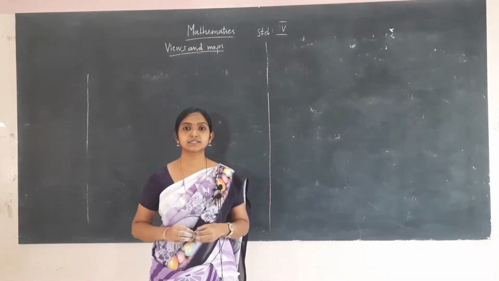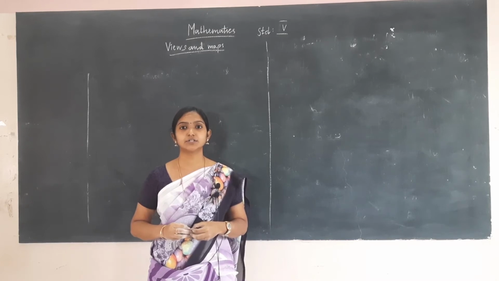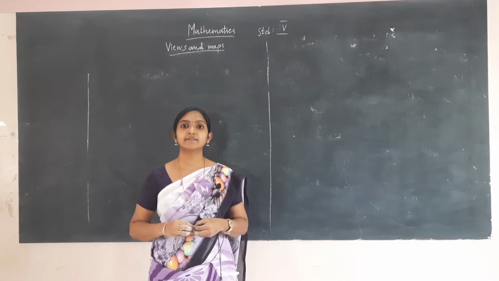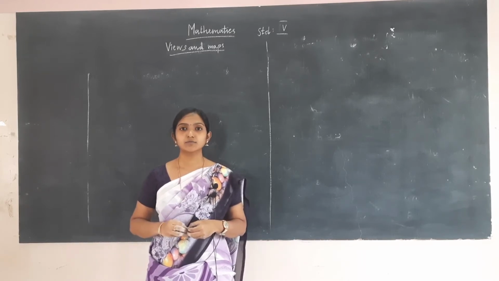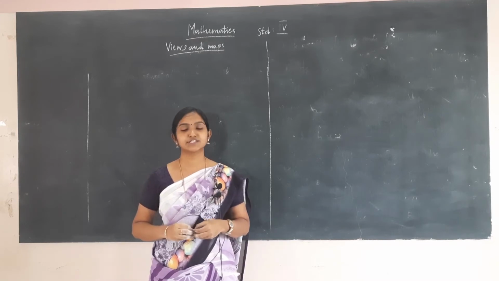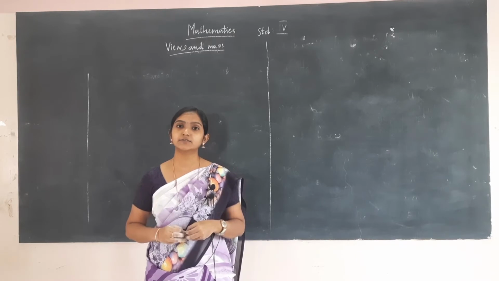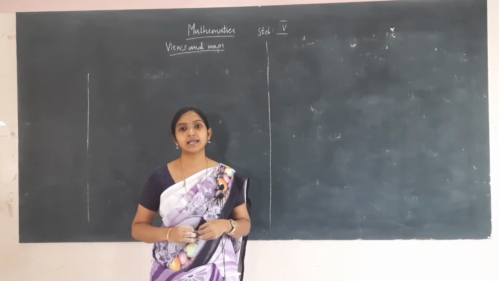Good morning students. Today we are going to learn about a new topic, views and maps. Before entering into the topic, we have a puzzle in the front page, solve that puzzle. We have a mouse and we have to help the mouse to reach the ice cream. We have 4 paths and choose the correct path for the rat to reach the ice cream.